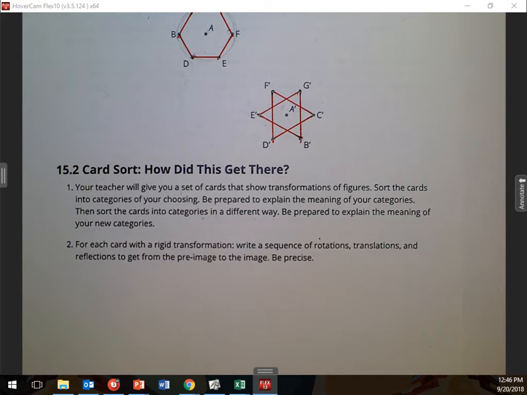What's the three different definitions? I'll look right here. The whole thing, flip, slide, and what's the third one? Turn. Or rotate.